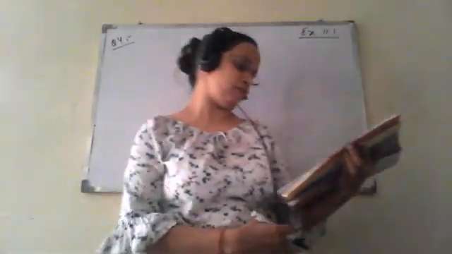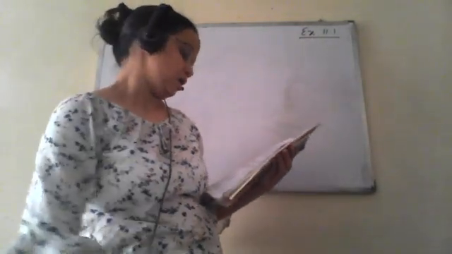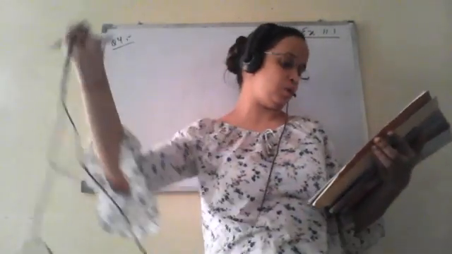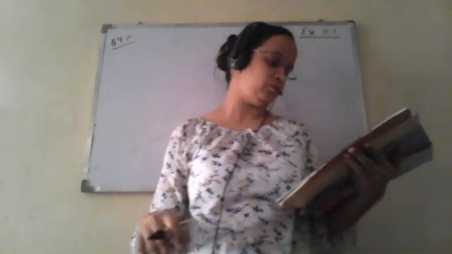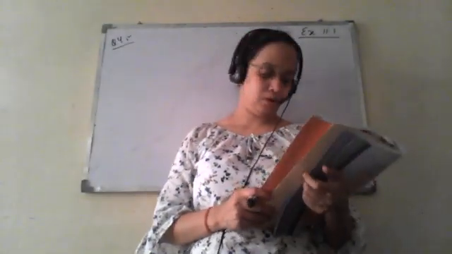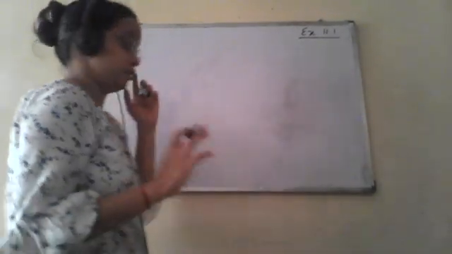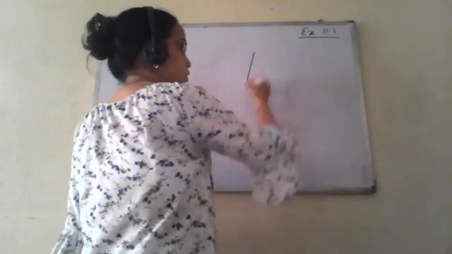So what does question 4 say? A flooring tile has the shape of a parallelogram whose base is 24 centimeter and corresponding height is 10 centimeter. How many such tiles are required to cover a floor of area 1080 meter square? Okay. So we have to calculate the number of tiles. So in short, what is given? We have been given the floor.